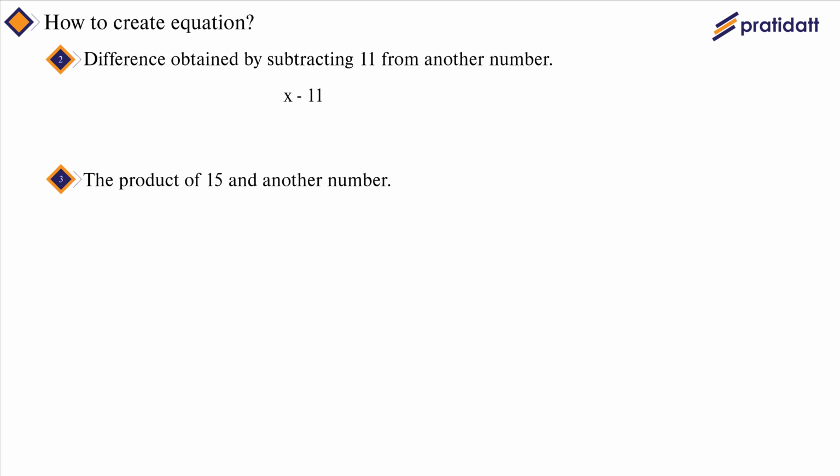Third, the product of 15 and another number. Let's summarize the sentence. Here, product means multiplication. The constant is 15 and another number is unknown. That is variable x. Therefore, the terms are 15 and x and the mathematical operation is multiplication. So, the letter is 15x. Therefore, the part of the equation is 15x.